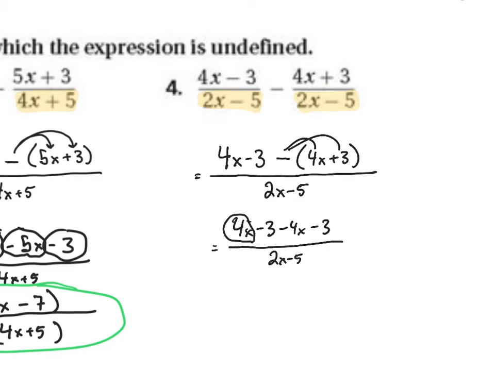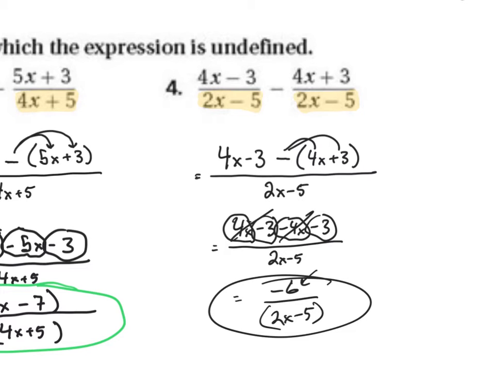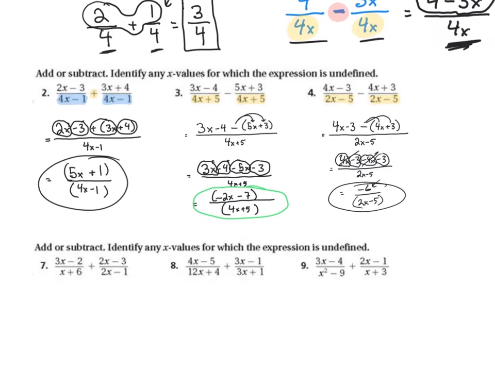Let's combine like terms. 4x minus 4x. Oh, those go away. Negative 3, that's going to be negative 6 over 2x minus 5. That's definitely outside a group. This group right here has nothing that factors out. Best we can do right there. All right, so when those denominators are the same, it's pretty straightforward.